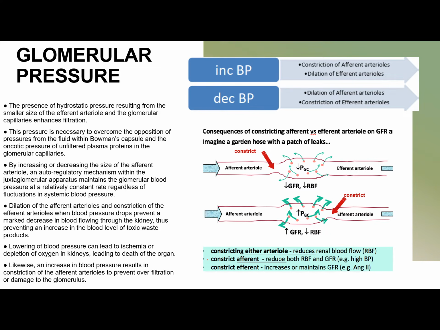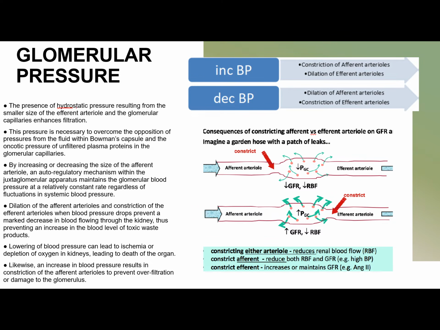Lowering of blood pressure can lead to ischemia or depletion of oxygen in kidneys, leading to the death of organ. Likewise, an increase in blood pressure results in constriction of the afferent arteriole to prevent overfiltration or damage to the glomerulus. Okay, explain ko to class.